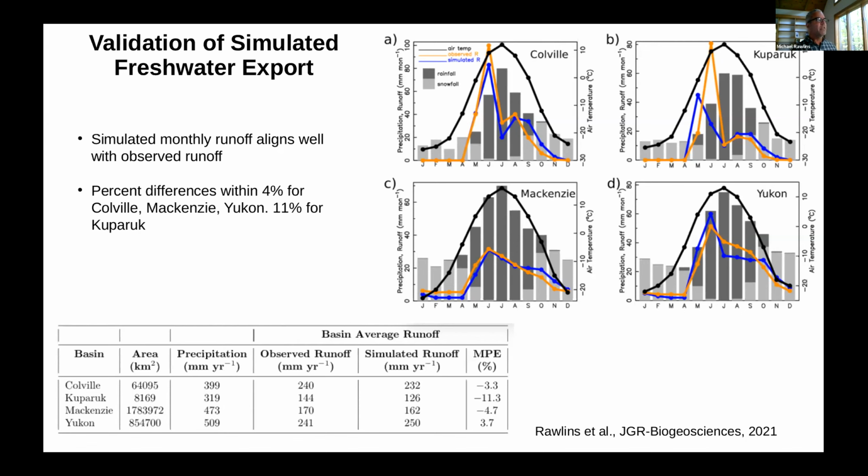Now for the Kuparuk there, if we add together the simulated in May and June, we then match very closely the amount of runoff that's occurring in June. So the model is a little bit early in the snowmelt pulse for the Kuparuk, but nonetheless, percent differences are within about 4% for the Colville, Mackenzie, and Yukon, about 11% for the Kuparuk. So the model is capturing the amount of freshwater export that's occurring, at least particularly for when we look at a monthly time step.